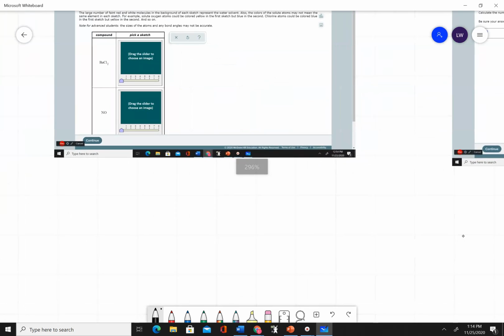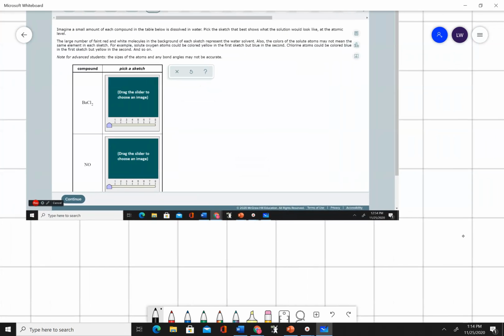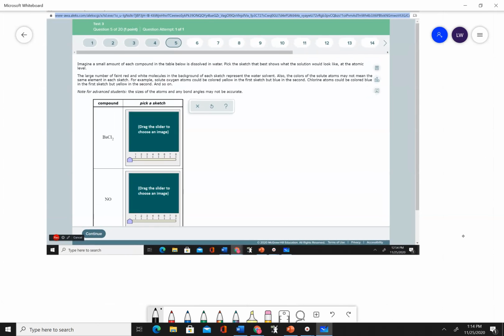Okay, so this question here is really based on the same principle, but we're going to be looking at the ratios of the different components. So what it says is that you have to imagine a small amount of each compound in the table below, so we've got 2 compounds, is dissolved in water. And then you have to pick a sketch that best shows what the solution would look like at the atomic level. So the first compound here, barium chloride, what I'm going to recognize is that it is ionic.